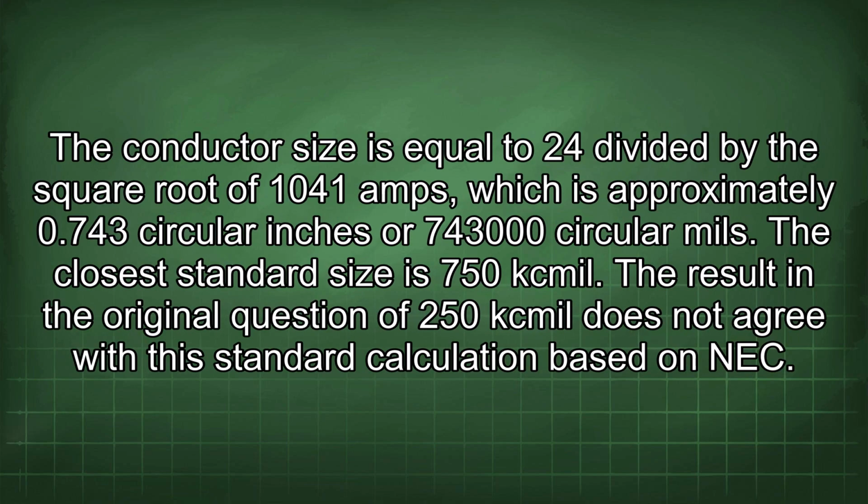The conductor size is equal to 24 divided by the square root of 1041 amps, which is approximately 0.743 circular inches or 743,000 circular mils. The closest standard size is 750 kcmil. The result in the original question of 250 kcmil does not agree with this standard calculation based on NEC.